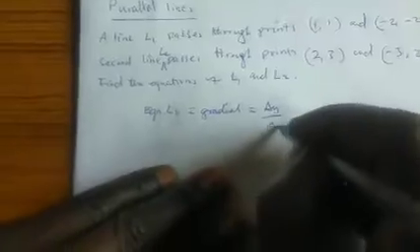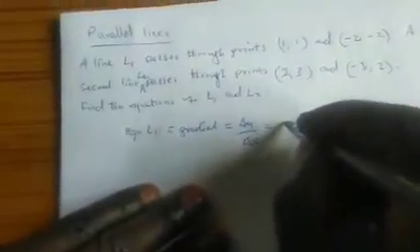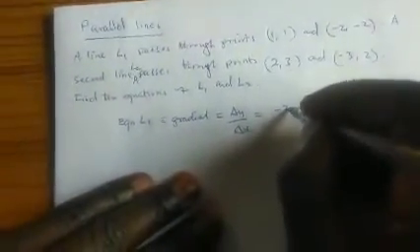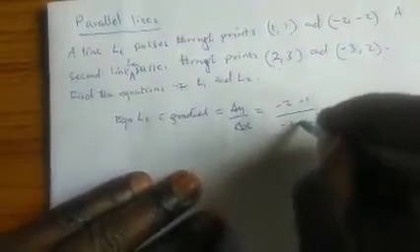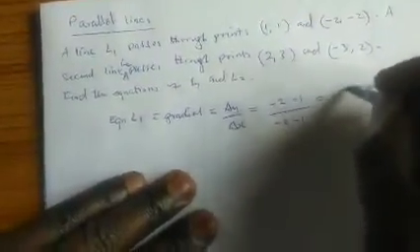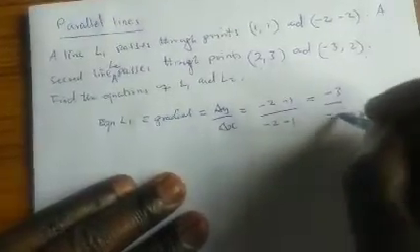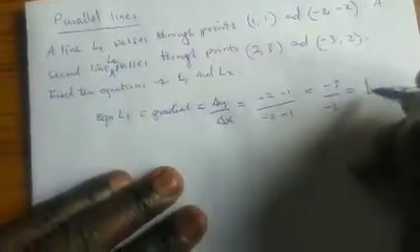For us to get the equation of L1, we will first get the gradient of L1. The gradient of L1 is change in y over change in x, and that is (-2 - 1) over (-2 - 1), which is -3 over -3, and that is 1.